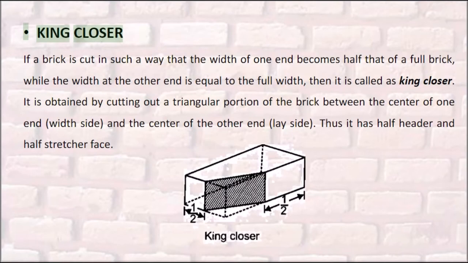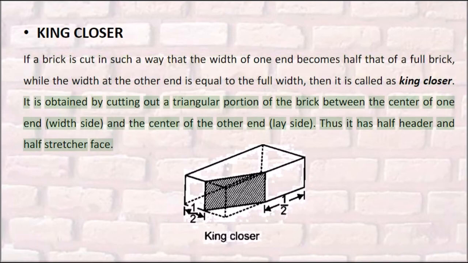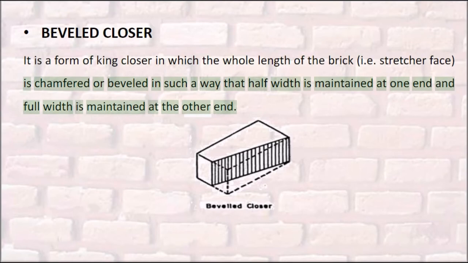King closer. If a brick is cut in such a way that the width of one end becomes half that of a full brick, while the width at the other end is equal to the full width, then it is called king closer. It is obtained by cutting out a triangular portion of the brick between the center of one end, width side, and the center of the other end, lay side. Thus it has half header and half stretcher face. Beveled closer. It is a form of king closer in which the whole length of the brick, i.e. stretcher face, is chamfered or beveled in such a way that half width is maintained at one end and full width is maintained at the other end.